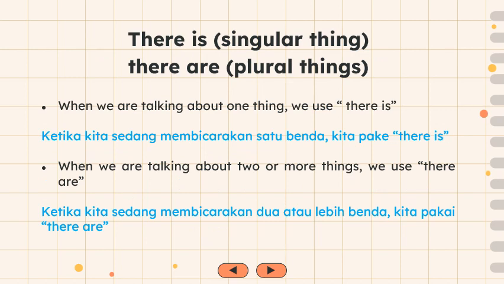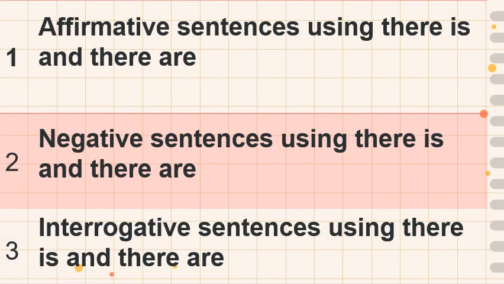There is is a form for singular things, and there are is a form for plural things. When we are talking about one thing, we use there is. When we are talking about two or more things, we use there are. Now in this section, we are going to learn only point number 1, about affirmative sentences using there is and there are.